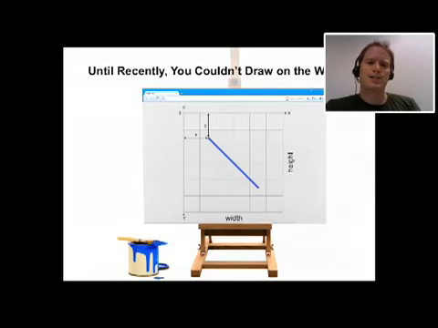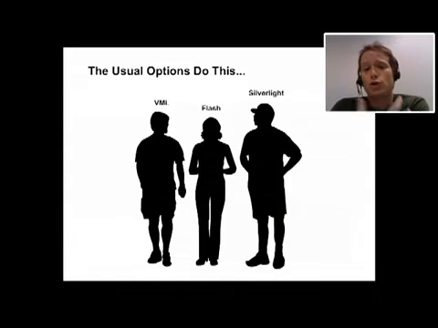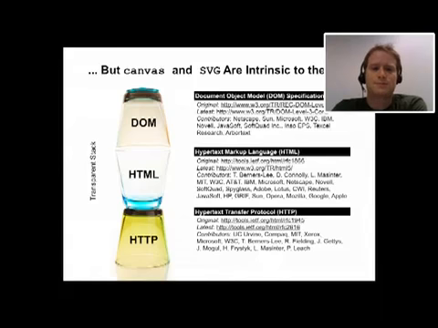So until recently, you really couldn't draw on the web. The web itself didn't really provide primitives to help you actually draw things on the screen. And the graphics, if you could get some graphics out there, they weren't very interactive. They didn't interface very well with JavaScript. Now, you could rely on other aspects of the web to do this, things like Flash, Silverlight, VML, which was an early vector graphics language from Microsoft. So a lot of people would do clever tricks in order to do some drawing on the web.